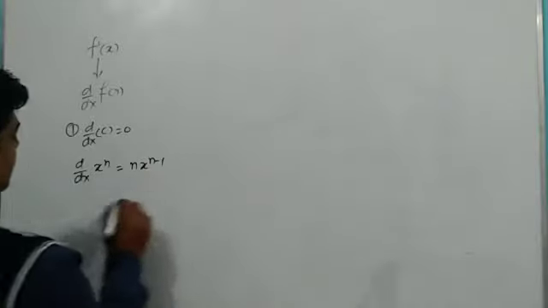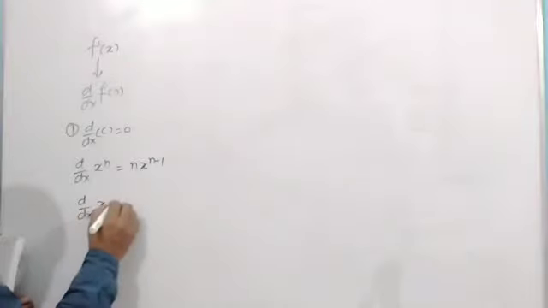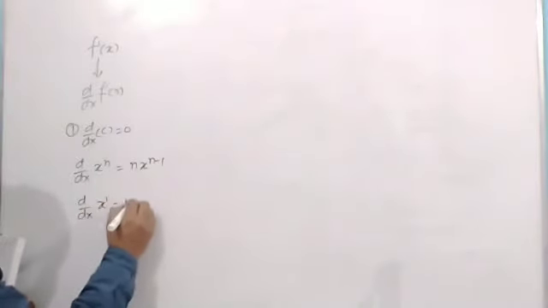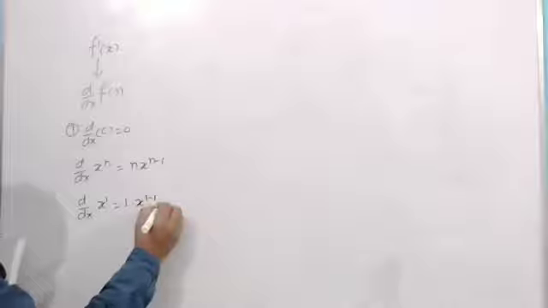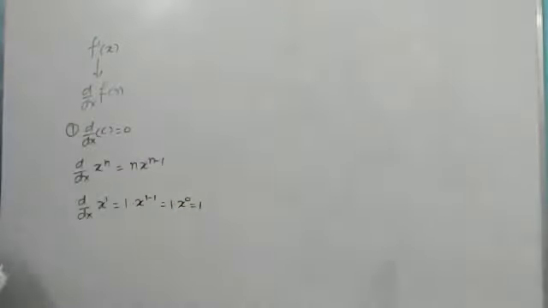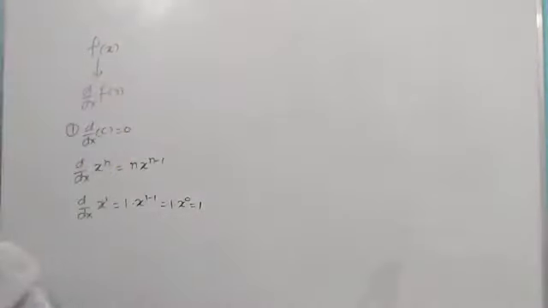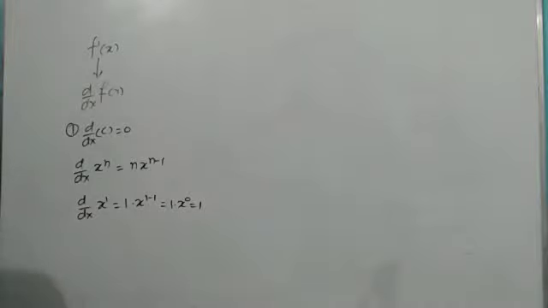For example, if I am having somewhere d/dx of x, the power will be 1. I can write 1 into x to the power 1 minus 1, 1 into x to the power 0, that is 1. So we have got one formula, that the differentiation of a given function with respect to x is always like that, n x to the power n minus 1, and the differentiation of x with respect to x will be 1. Then after, we are having a few more formulas to discuss with you people.